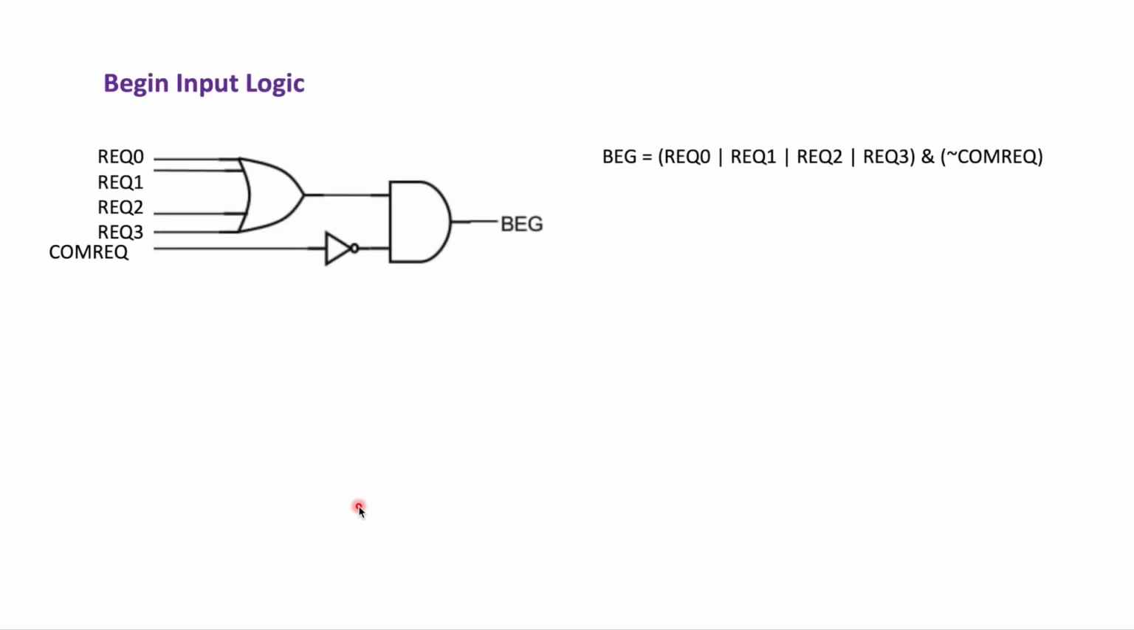Before explaining the state diagram, we see the begin input logic. This input logic is the scheduling initiator circuit. Only when it is active, the scheduling process would happen. The inputs are requests of the masters and the communication request signals, which are connected as follows. So let's see, just a second.